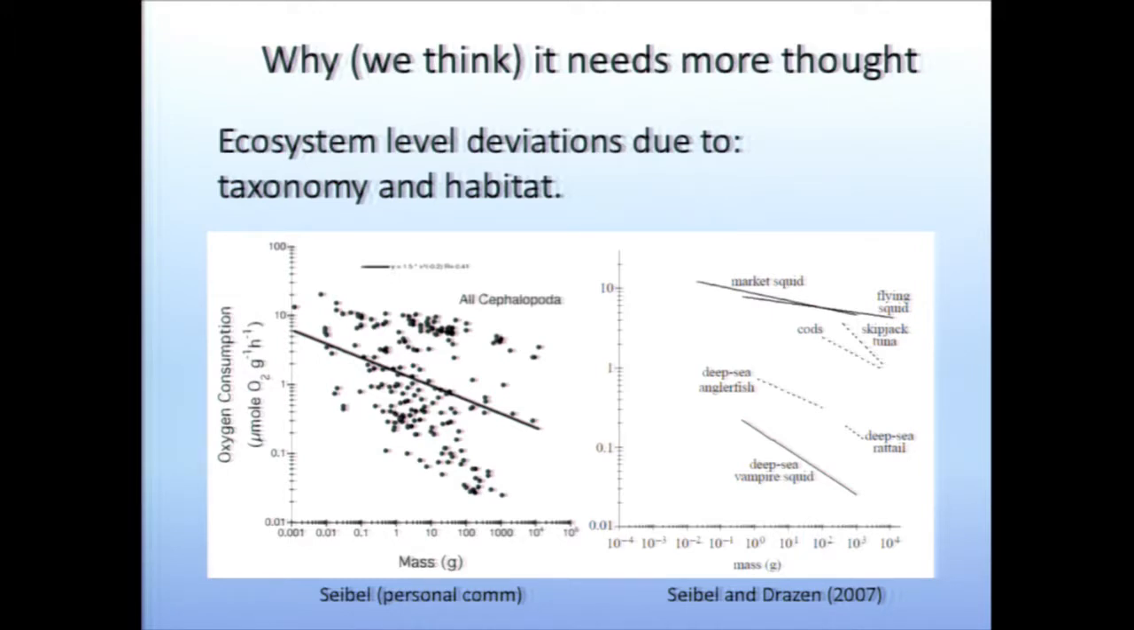And yes, the line is there, and yes, the line follows scaling, but we have orders of magnitude difference in the metabolic rates of these organisms across just one taxonomic group. Some of them breathe a lot, some of them breathe less. And if you drill down into these things, we see that there's taxonomic and habitat evolutionary history differences in metabolic rates. So squid that are fast surface squid that live in oxygenated waters have these high metabolic rates.